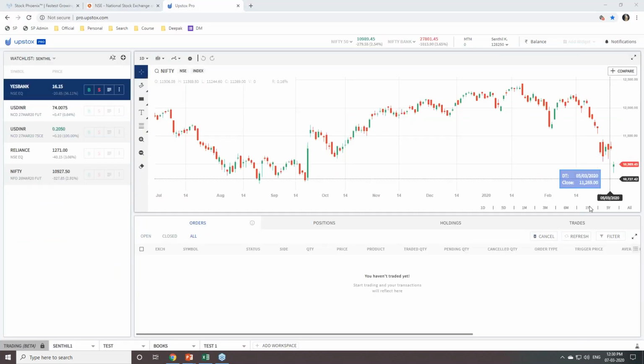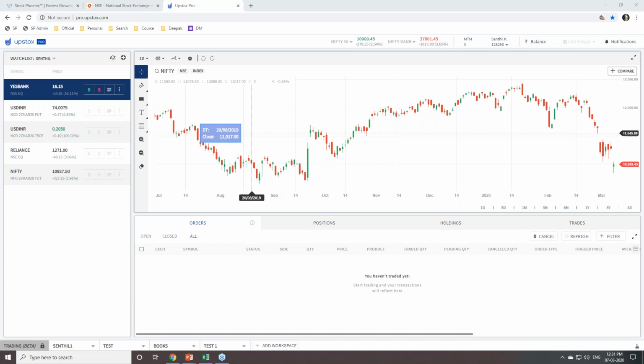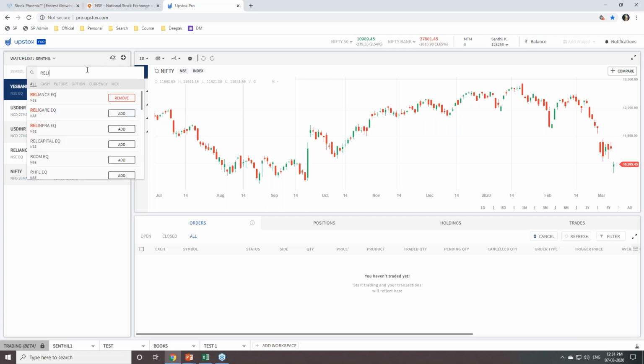So in this, let me expand. This is a default interface. You can see here trading beta. So it's a default interface which will be available in this trading terminal. And whatever stocks you want to add, you can see, for example, Reliance is already added. SBIN, so State Bank of India. If you want to add, you can add just by typing the symbol name, and you can give an add. It will be added here.